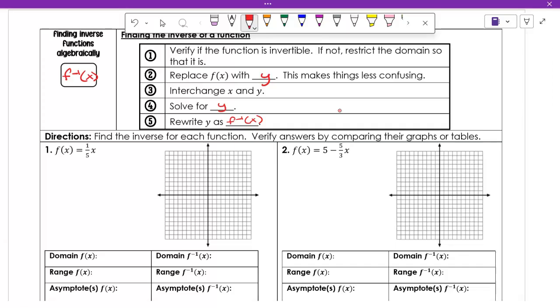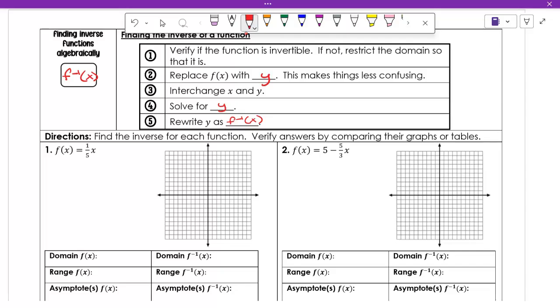Okay, so let's try that with this function. First thing I'm going to do is verify that it is invertible. Well, let's look at the graph. I shouldn't even need to look at the graph. I have 1/5x. What kind of function is that? Linear. Is a linear function going to pass a horizontal line test? It should. About the only way that it won't is if the function is a horizontal line. So if my graph was y equals 2, that would fail. But this one definitely is going to pass. So I have a linear function, and I can go ahead and find the algebraic inverse of that.